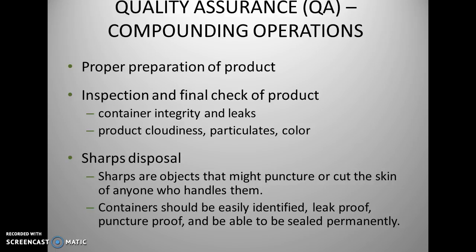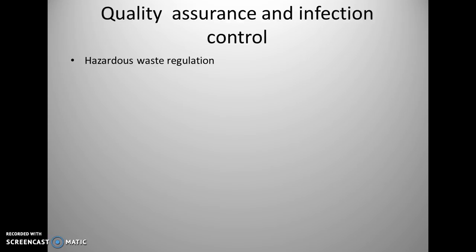And first of all, when we talk about sharp disposal, sharps are objects that might puncture the skin or cut the skin of anyone who is working with them. For example, we talk about syringes. So those particular containers in which the sharps are supposed to be placed should be easy to identify, leak-proof, puncture-proof, and can be sealed very quickly and permanently for disposal.